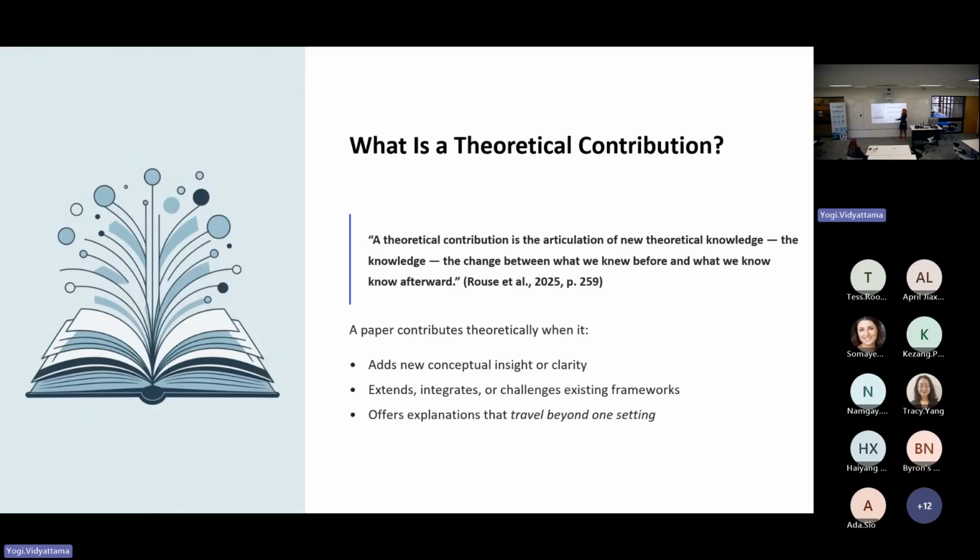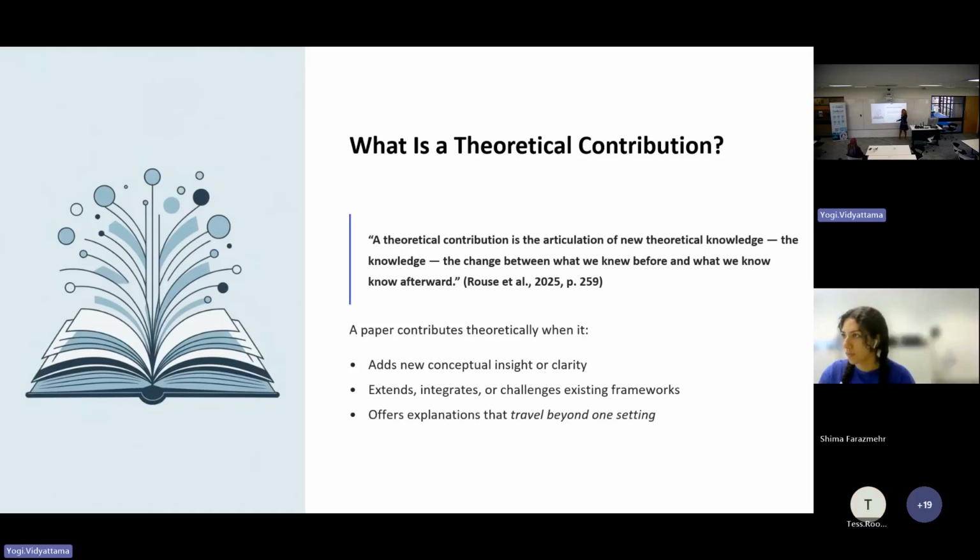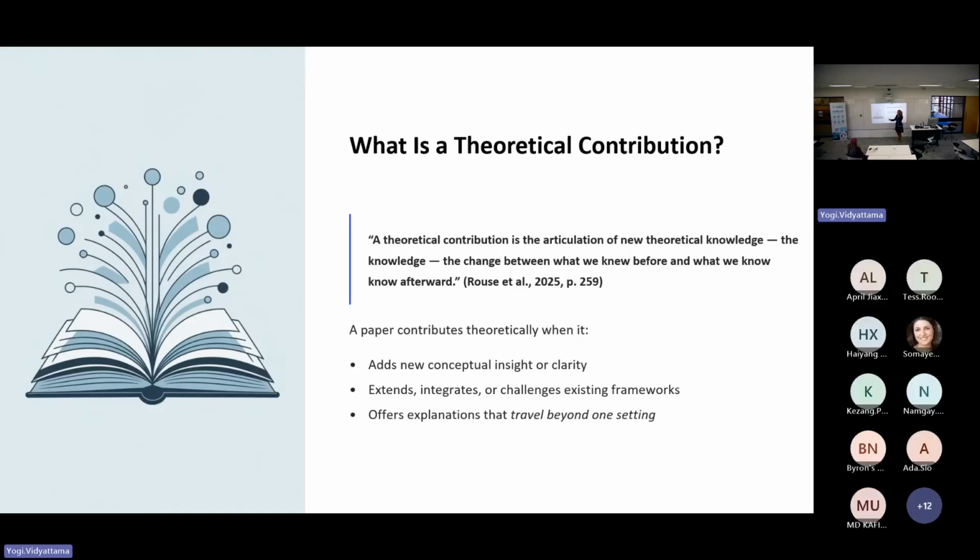And again, we talked to some people about, let's challenge some of the assumptions that we know, and also offering explanations that travel beyond one setting, kind of back to your question, right? So it has to move beyond just, well, it applies in education, or it applies in hospitality, or it applies in Zambia, or it applies only in Australia, right? So we need to take it beyond that one specific setting. That's when it's a real theoretical contribution.